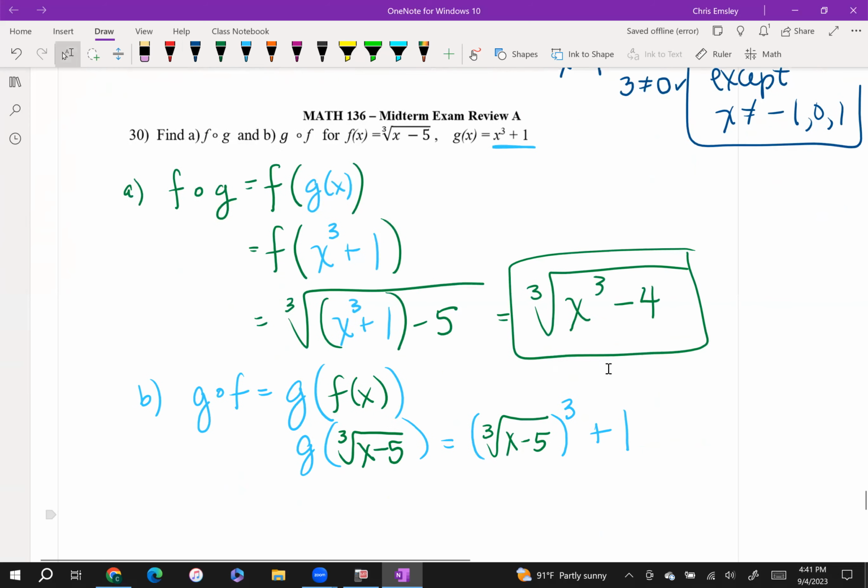Here we do get a little simplifying because that radical and that exponent cancel each other out. So we just have x minus 5 plus 1, which leads us to just x minus 4 as our final answer for g of f of x.